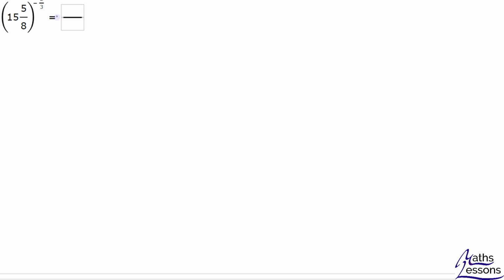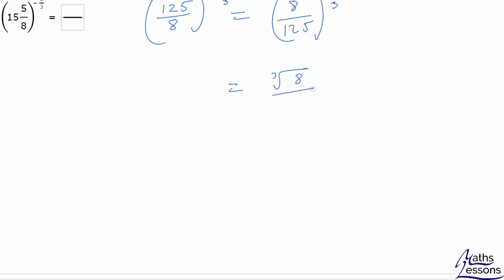Okay, right, again we've got to turn it into a single fraction. We're going to do 15 times 8, which gives us 120. Add on 5 gives me 125 over 8. The minus 2 over 3. Remember the minus, turn it upside down. 8 over 125, to the power of 2 over 3. The 3 on the bottom means we cube root everything. Just cube root that.